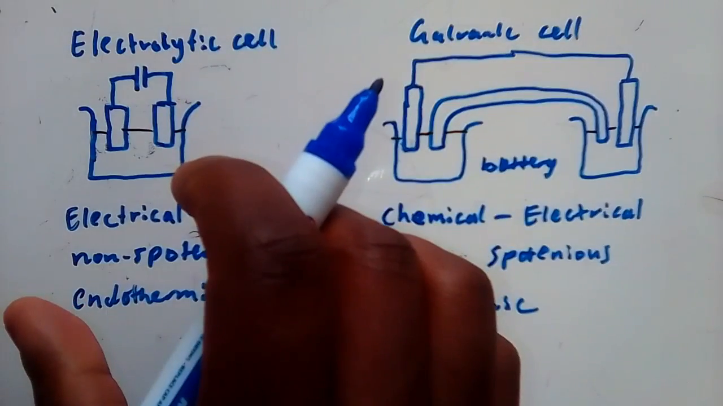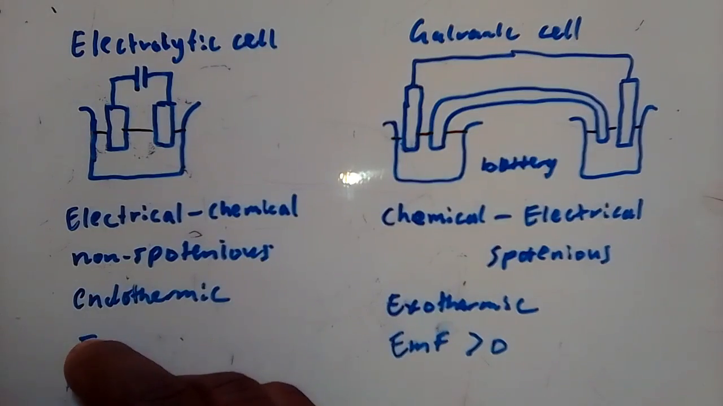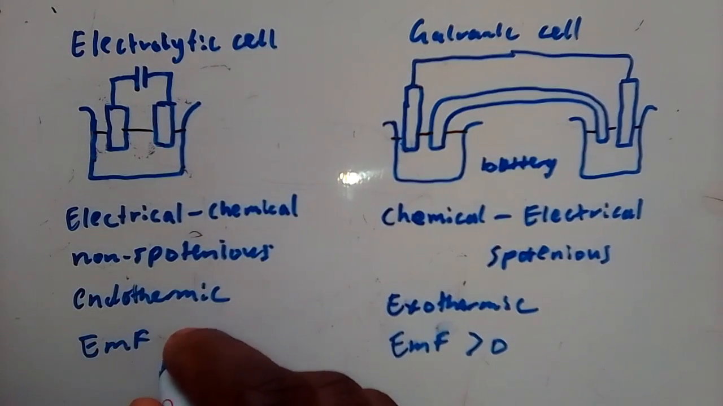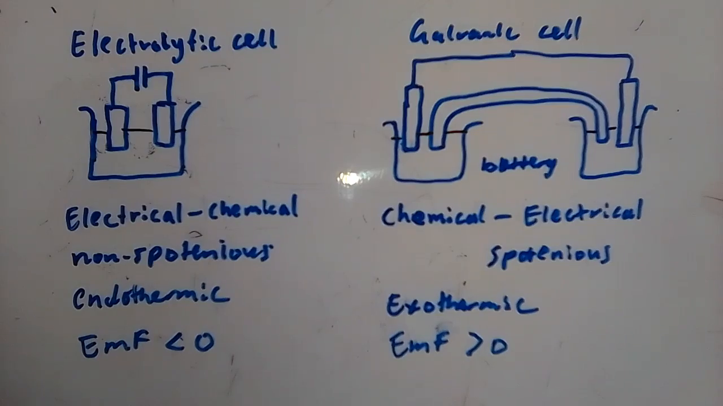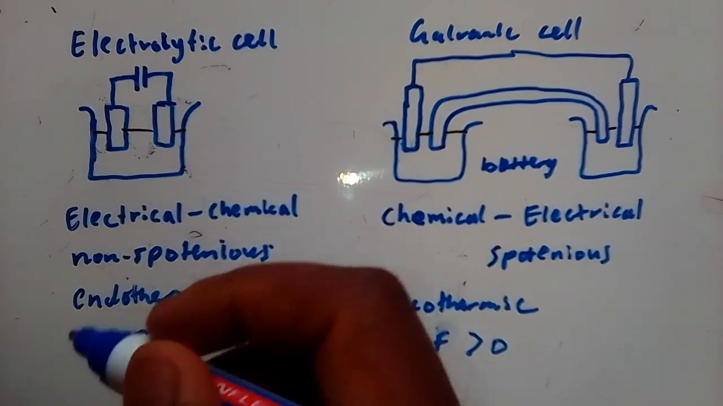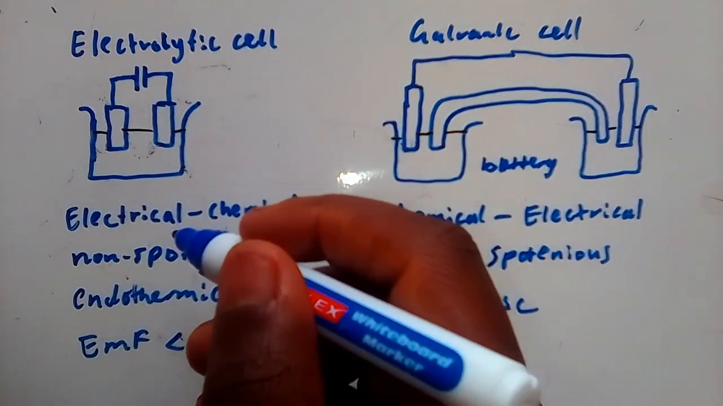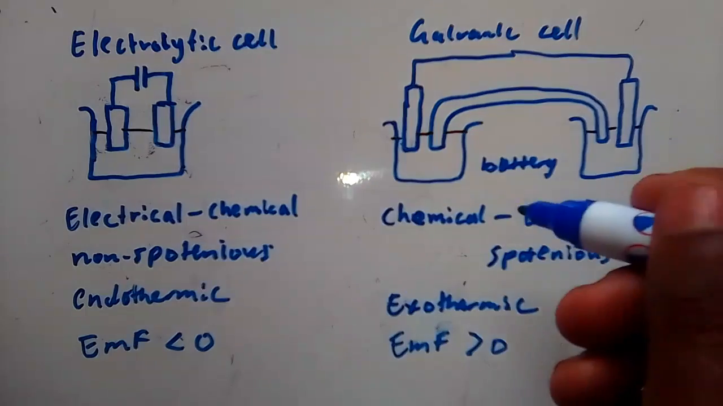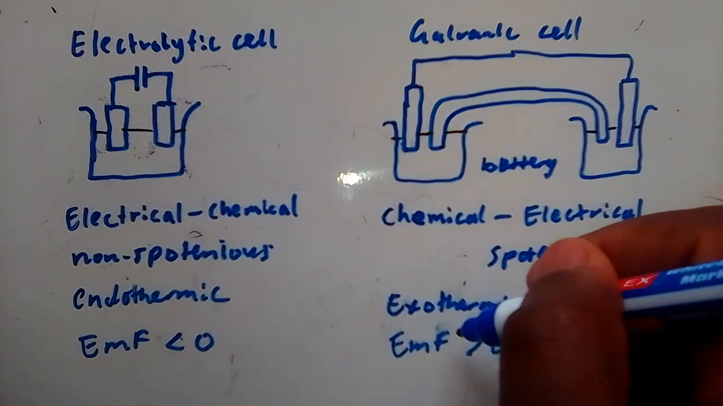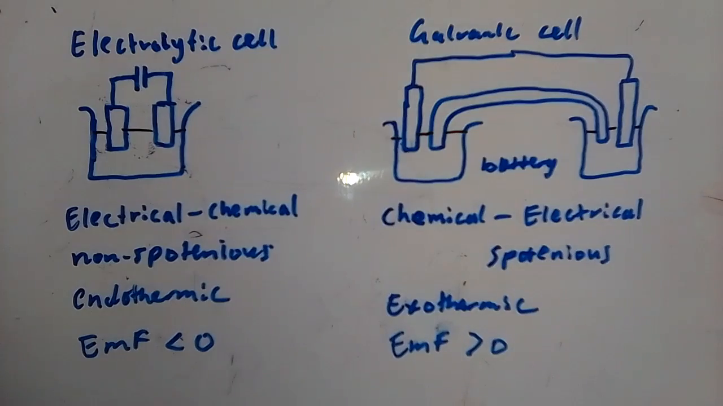Because we've seen the EMF always positive for a galvanic cell, it's easy to memorize that in a galvanic cell, the EMF is always positive, right? But in the electrolytic cell, it's going to be opposite. The EMF is always negative. So whenever you're calculating the EMF for an electrolytic cell, if you get a positive answer, you know there is something wrong. And the other way around, if you get a negative answer for a galvanic cell, you know there's something wrong.